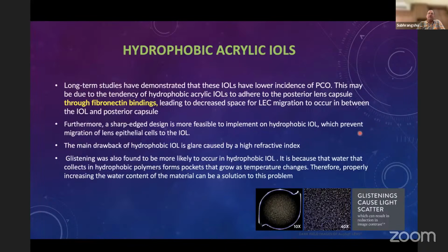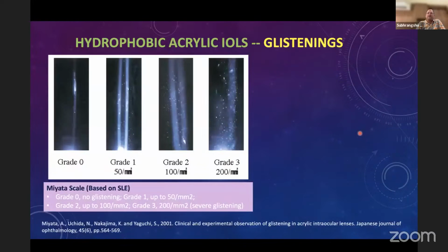The main drawback of hydrophobic IOLs is glare caused by a higher refractive index, and glistenings were also found to be more likely in hydrophobic IOLs. It is because water that collects in hydrophobic polymers forms pockets that grow as temperature changes. Therefore, properly increasing the water content of the material can be a solution to the problem. So these are what we call the glistenings in hydrophobic IOLs.